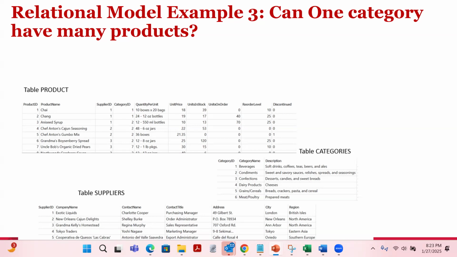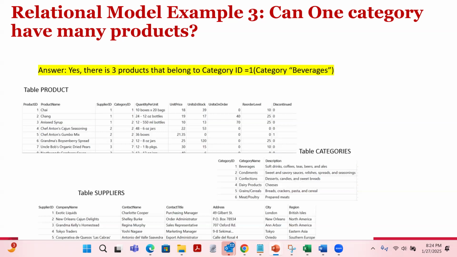Right. So, if you look at the category column on the product table, there are multiple rows that have, for example, category one or category two. Category one is beverages, and category one is represented multiple times in the product table. So chai belongs to category one, beverages, and chang belongs to category one, beverages. Similar to category two, which is condiments, we have syrup here, Cajun seasoning, and so forth. That means that one category can have multiple products.